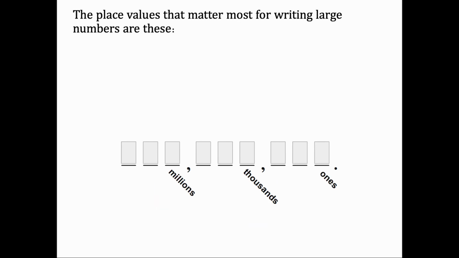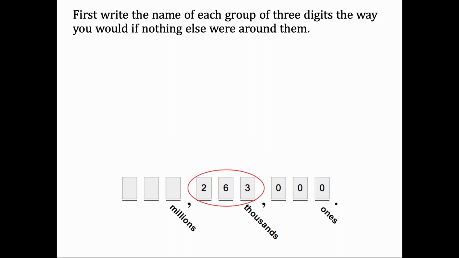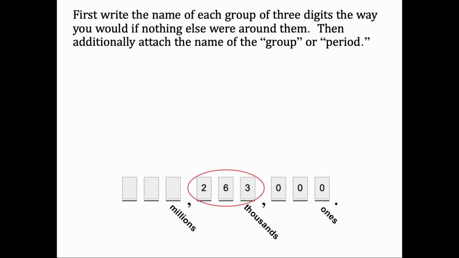The place values that matter most for writing large numbers are the ones that come at the end of the groups. In order to write a large number, first write the name of each group of 3 digits the way you would as if nothing else were around them. Then we'll additionally attach the name of that group or period.